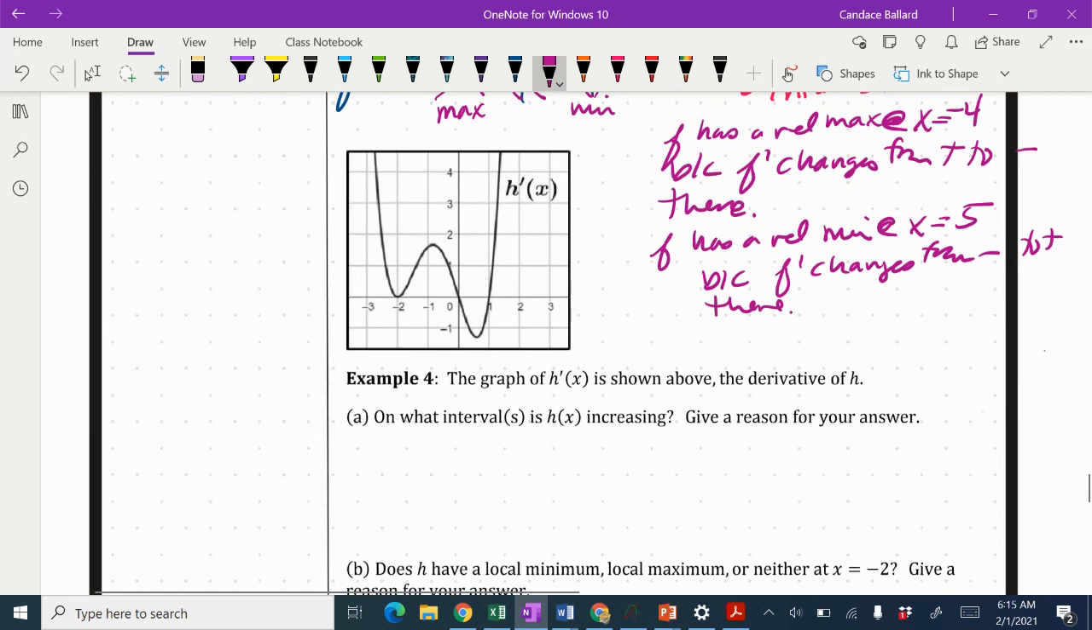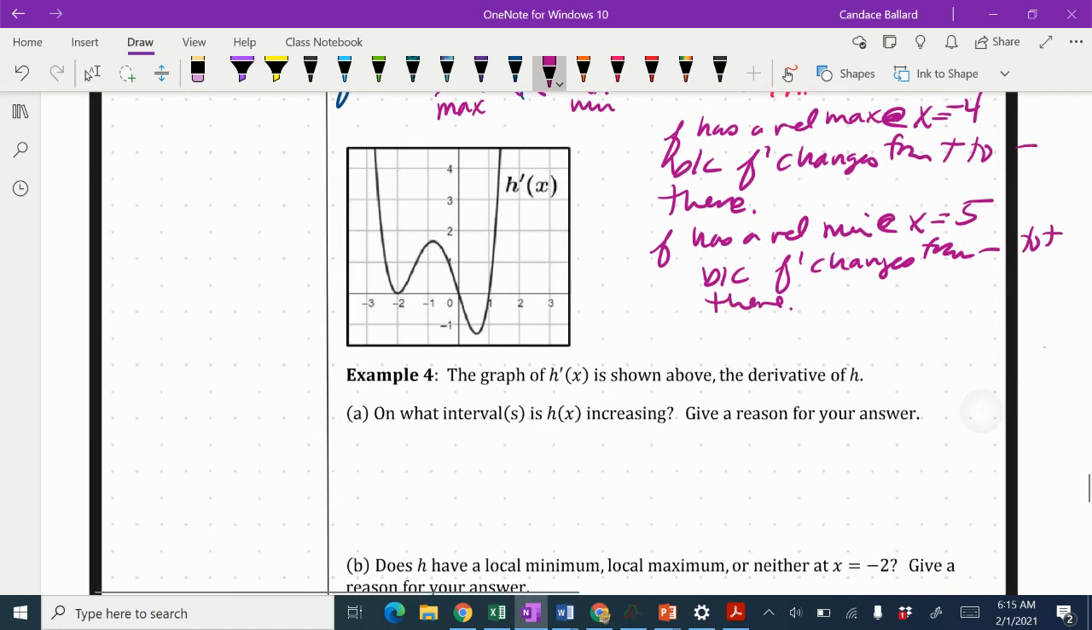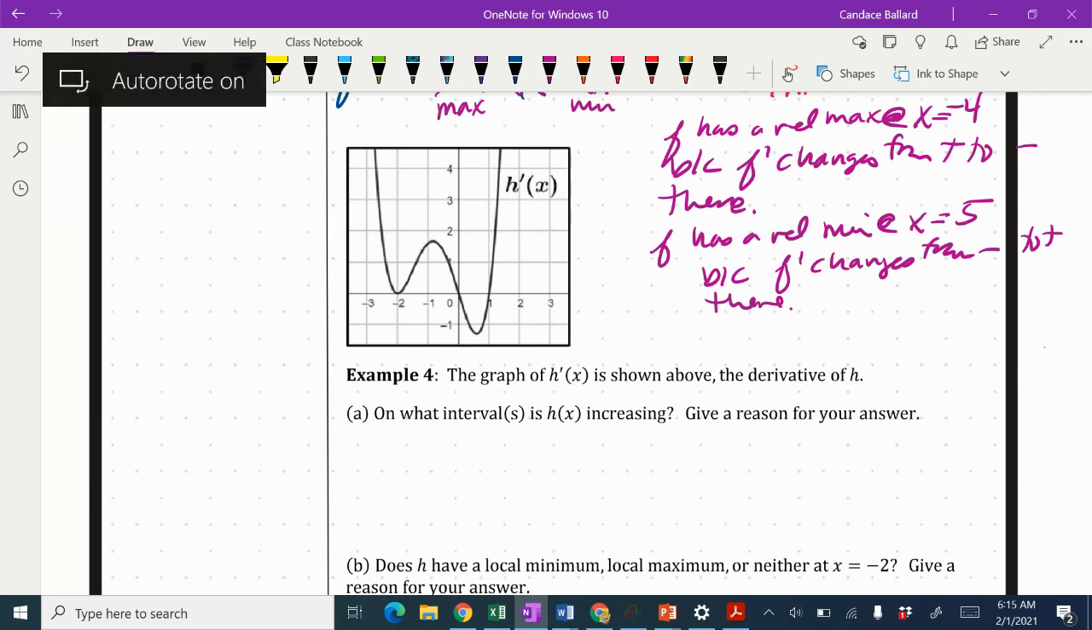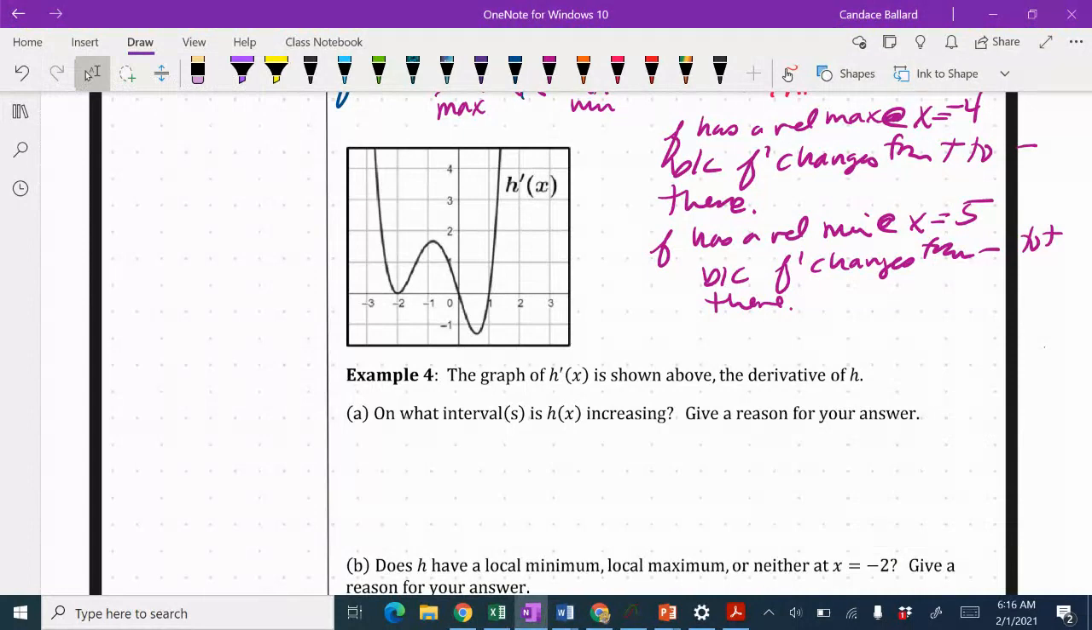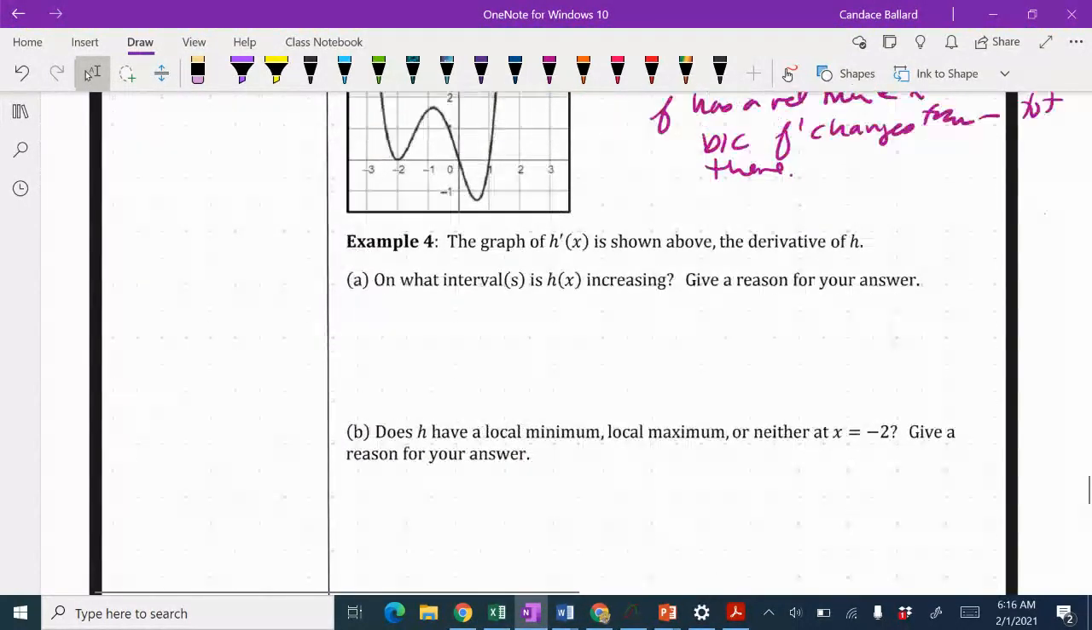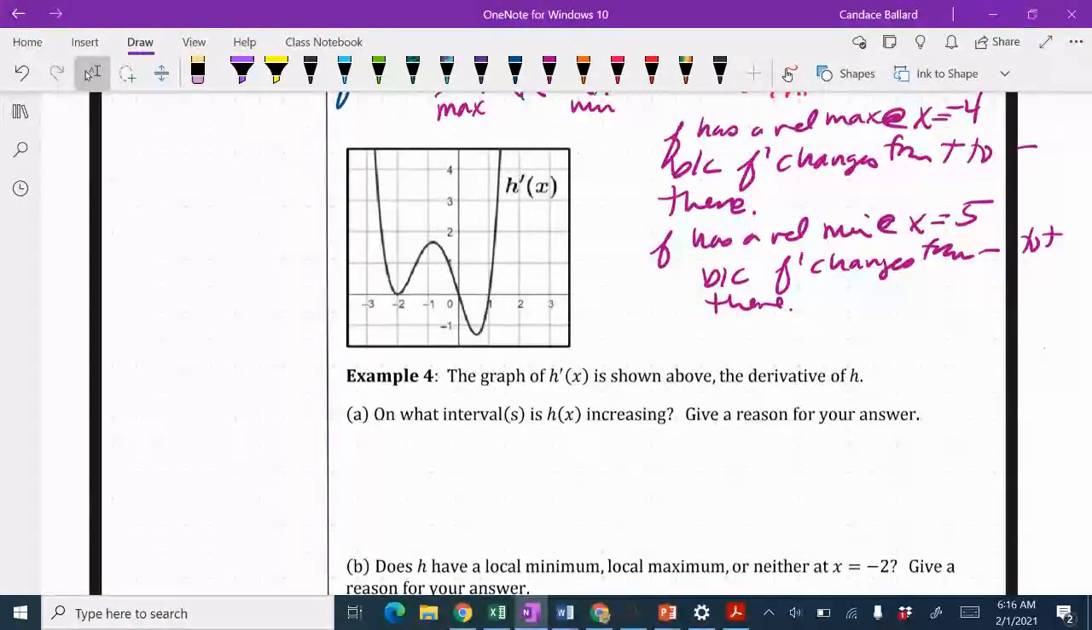In this video, we're going to talk about topic 5.4, we're continuing that one, and we're going to look at example 4. So the graph of h prime is shown above, the derivative of h, and then it's asking us a whole bunch of questions about it. So the first thing I like to do is turn it into a sign chart. If I can get it into a sign chart, I know I can make it make sense.